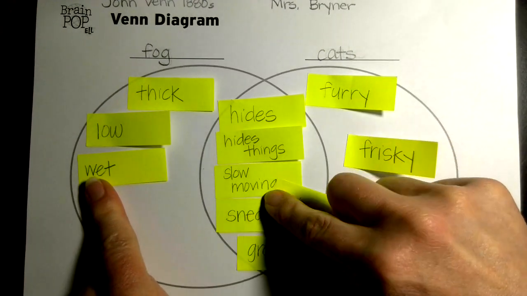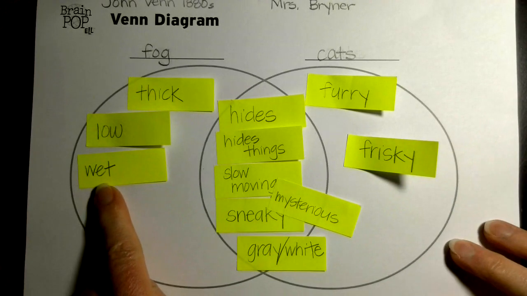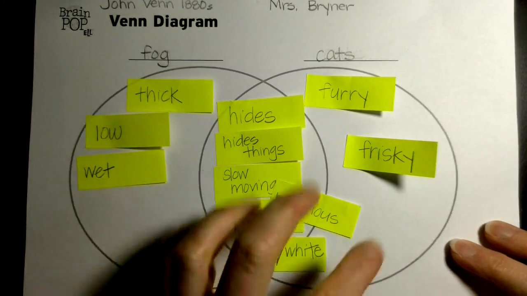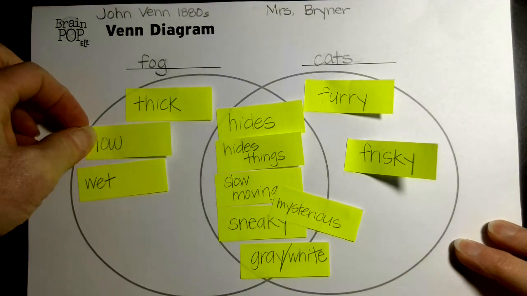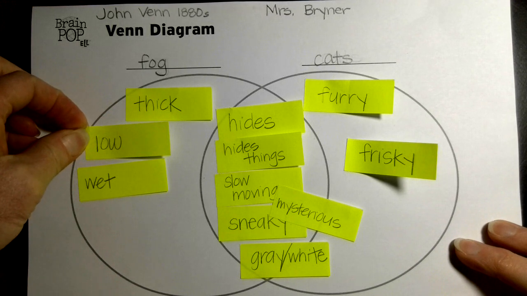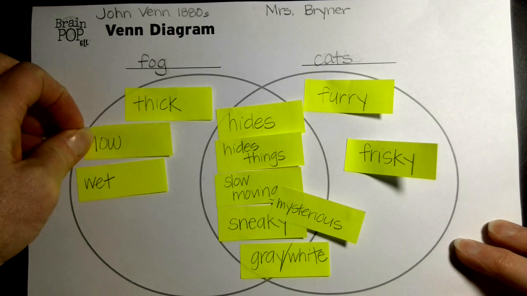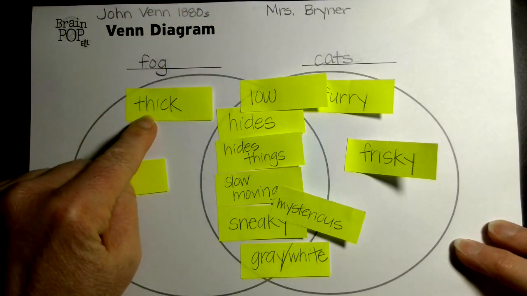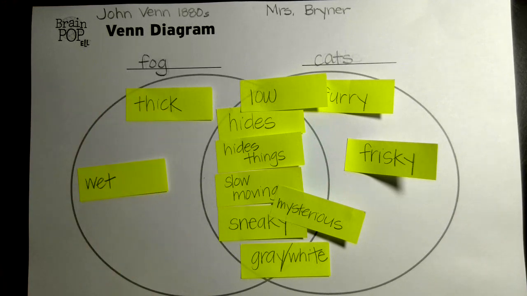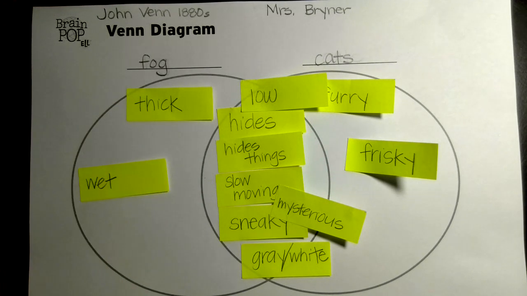We're getting so many in our center section here. We're going to have to double up. Low. When cats sneak, they kind of sneak low to the ground, kind of like fog does. So I could put that in the middle. Thick. Well, cats might kind of have thick hair, but when I think cats, I don't really think thick. So I think I'll leave thick over here.